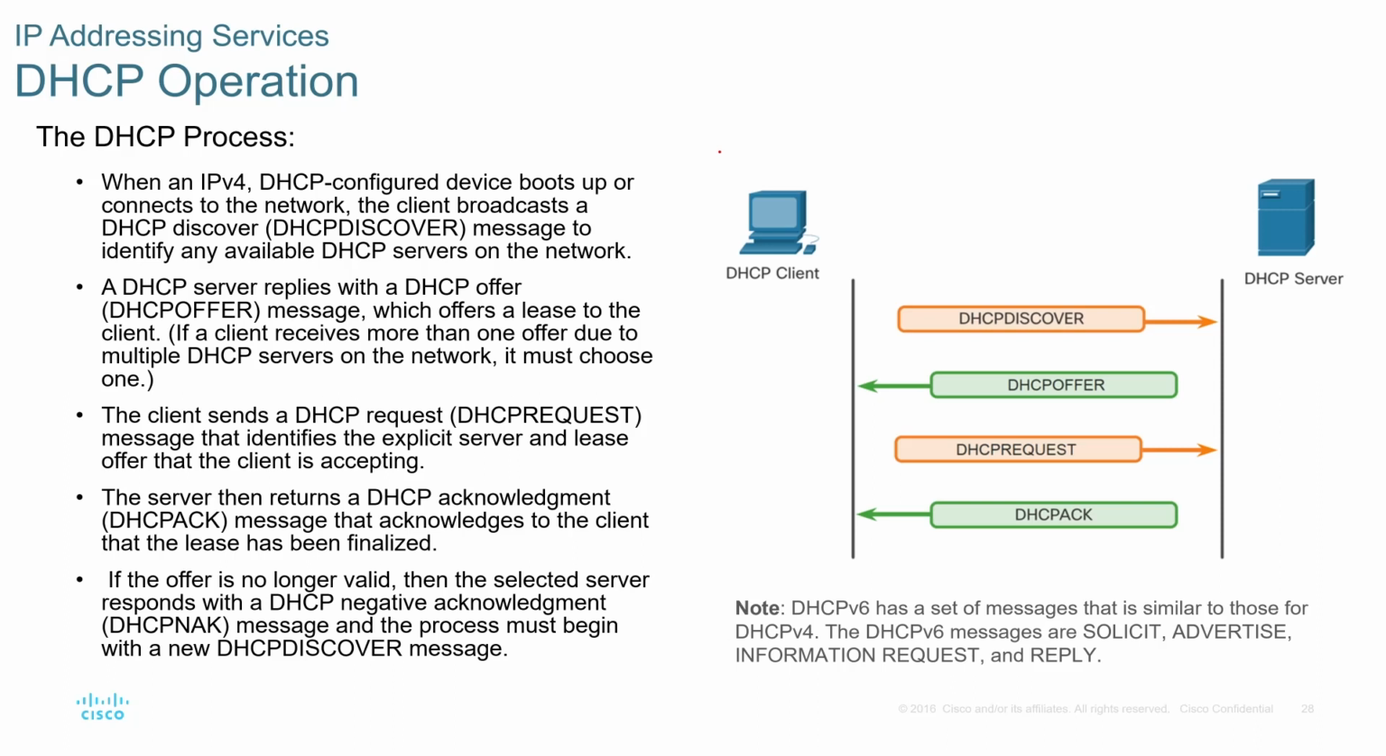DHCP for v6 has a set of messages that is similar to those for DHCP v4. DHCP v6 messages are solicit, advertise, information request, and reply. One of the things that we must be careful of on a network: a threat actor may set up their host computer as a server so that they can direct an unsuspecting client to their own DNS server and direct them where they want to go.